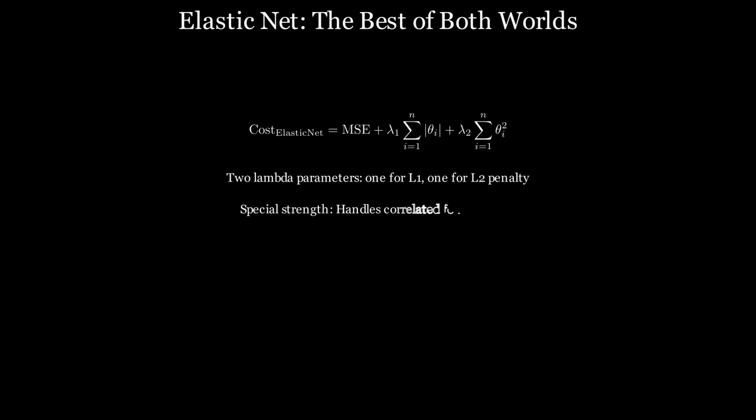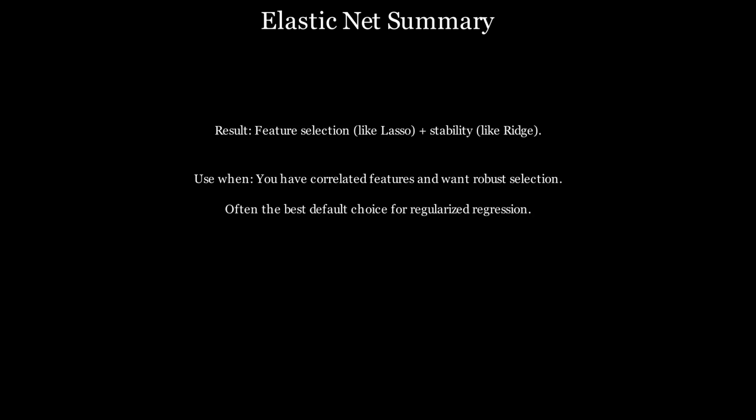This is especially useful when you have groups of features that are highly correlated, like house size and square feet and number of rooms. Lasso might arbitrarily pick one and zero out the others. Elastic Net is more stable. It gives you the feature selection of Lasso and the stability of Ridge, making it a very powerful and popular choice. Its Ridge component encourages it to keep groups of correlated features together, making it more stable than pure Lasso.